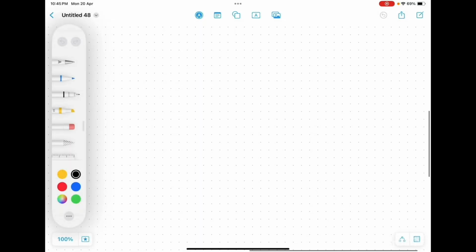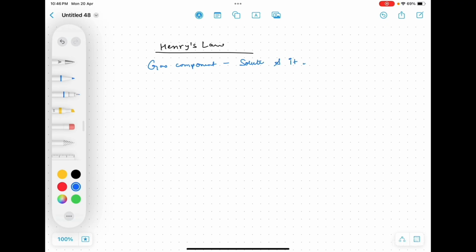So today's topic is Henry's law. This law is basically about those solutions in which we have a gas component as solute, and it is dissolved in liquid.